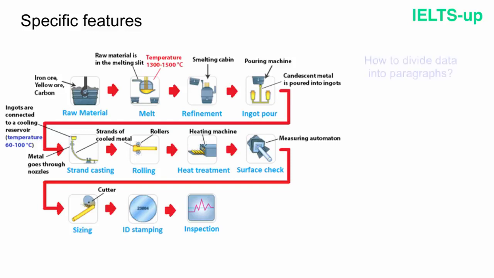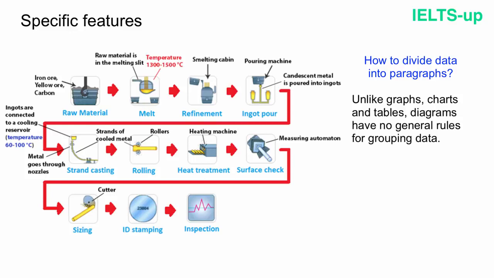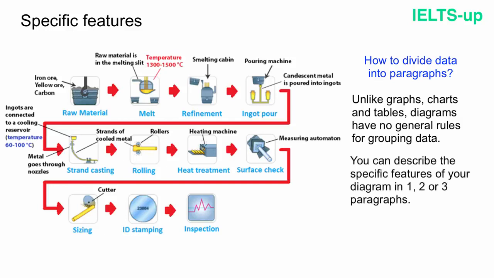You may wonder how to divide data into paragraphs while describing a diagram. Well, unlike graphs, charts, and tables, diagrams have no general rules for grouping data. In fact, you can describe the specific features of your diagram in 1, 2, or 3 paragraphs, grouping the information into paragraphs the way you prefer. But remember that you should describe the stages of your process sequentially.